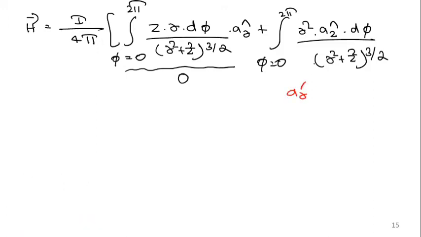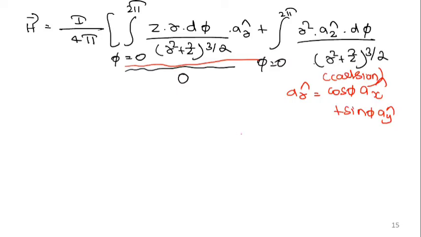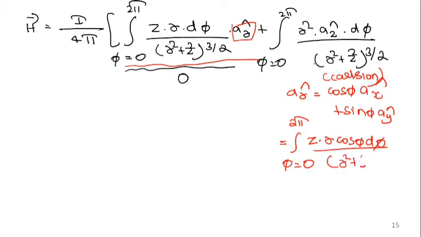In Cartesian coordinates, AR is written as cos phi AX plus sin phi AY. That is the Cartesian representation. We can call the first term, the red underlined term, A. That will be equal to integral phi equal to 0 to 2 pi of z into r into cos phi into d phi, rather z r d phi, where we have taken the dot product with AR. AR is cos phi AX plus sin phi AY, divided by root of r square plus z square all raised to 3 by 2.